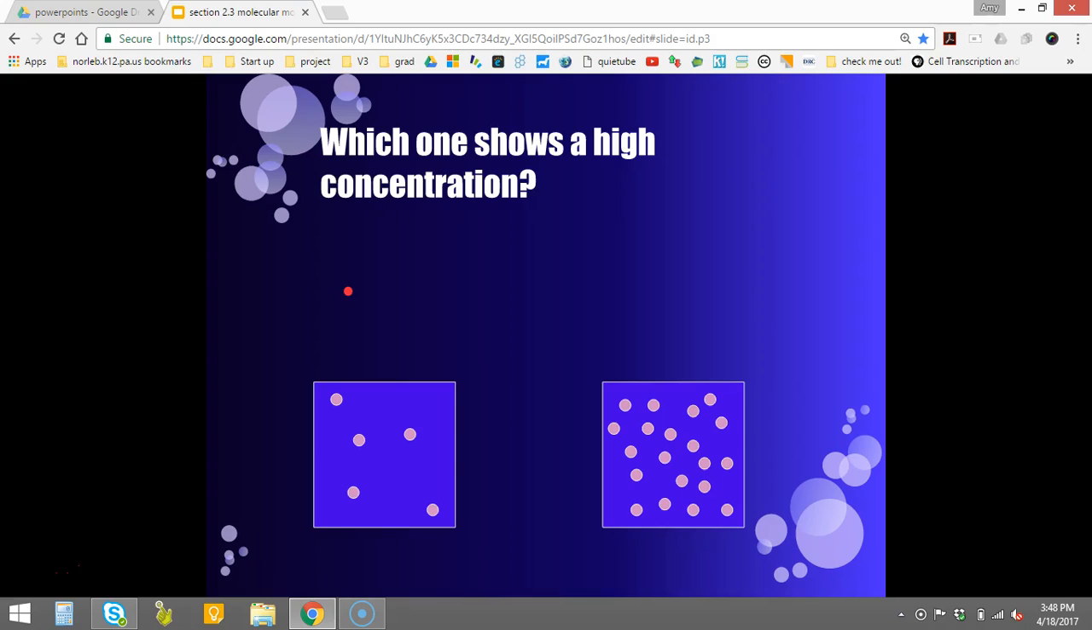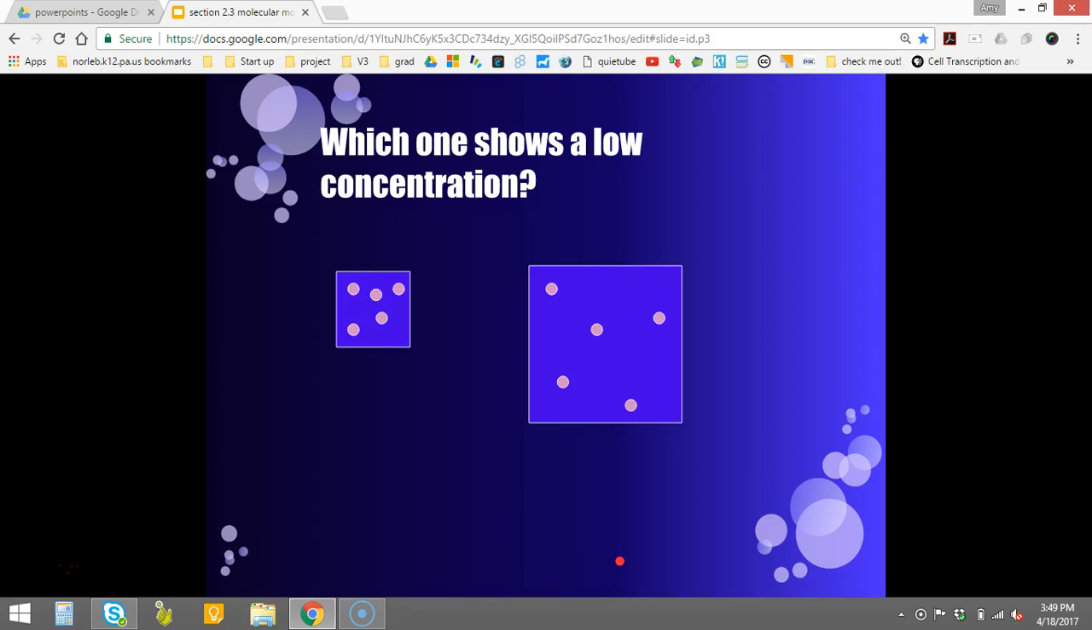So which one of these two images shows a high concentration? If you take a look, both of the boxes are the same size, but there is clearly a different number of items in the box. Think about, what if you were one of these dots and this was an elevator that you were in? Which one has the higher concentration of people? It's correct, it's the one with more dots in it.